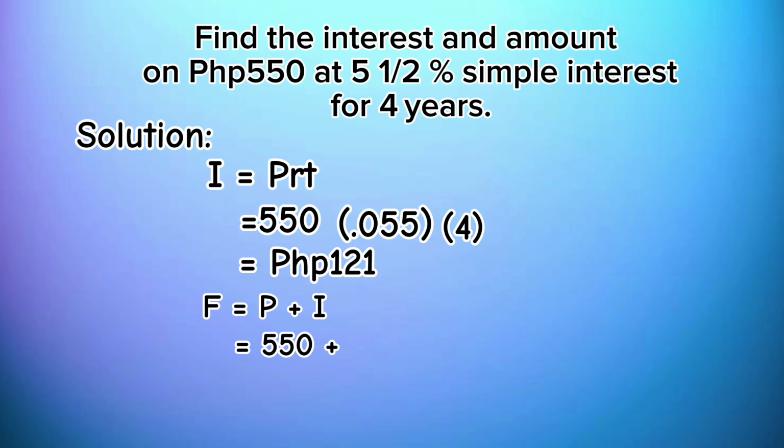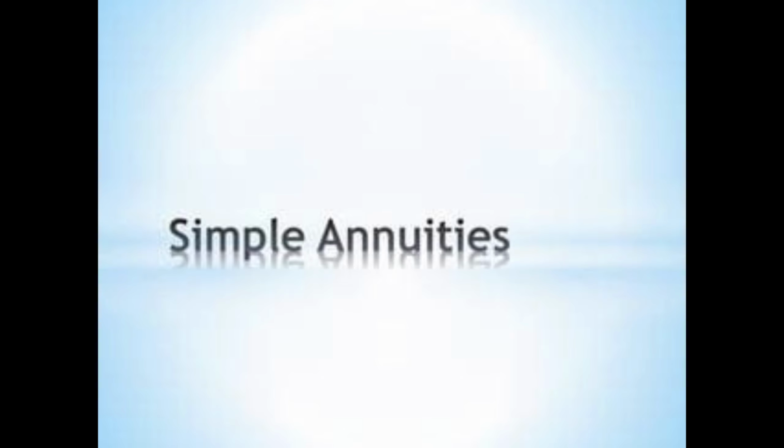So our formula for this is F equals P plus I. You must put 550 as our principal, then add 121, so the final result is 671. Let's proceed to simple annuities.